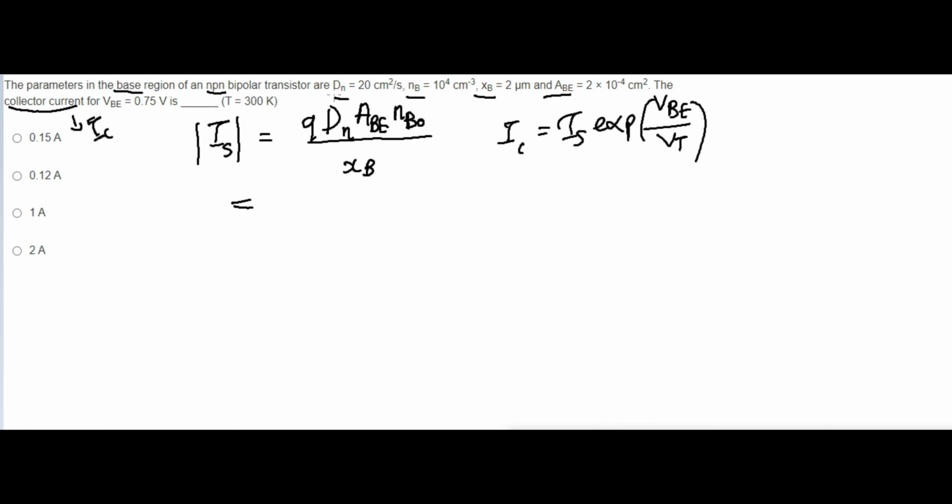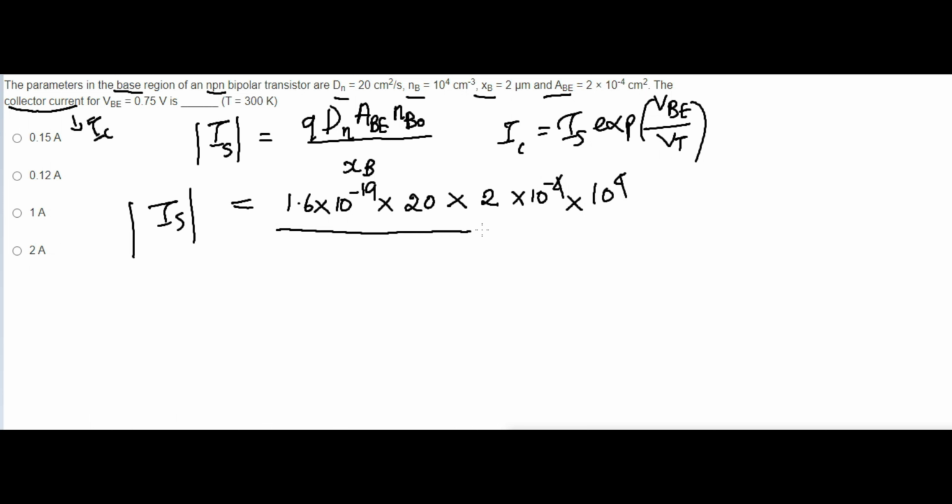Given DN, everything is given here, so you can directly find IS. Modulus of IS equals Q, the charge value 1.6 into 10 power minus 19, times DN, given as 20 centimeters square, times ABE, which is 2 into 10 to the power minus 4, times NB naught, given as 10 power 4, divided by XB. XB is given as 2 mu. Mu means 10 power minus 6, right? If you make all the calculations, you will get 32 into 10 to the power minus 15.